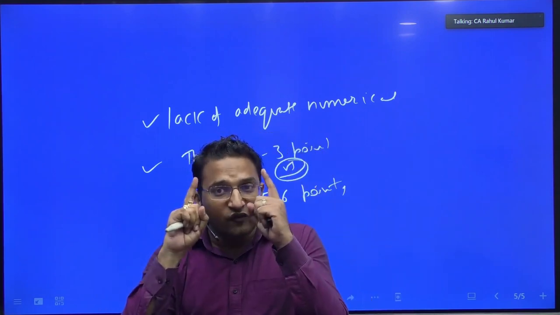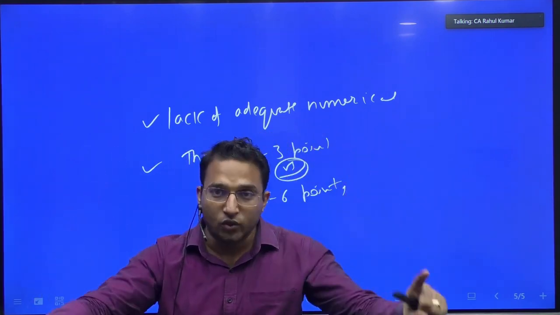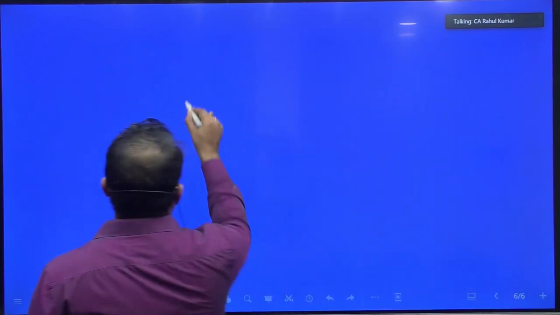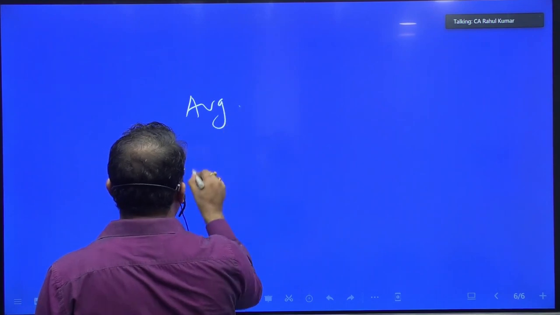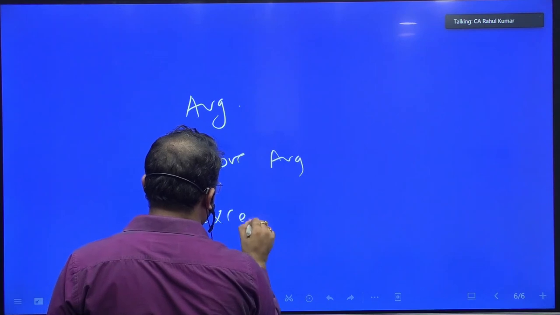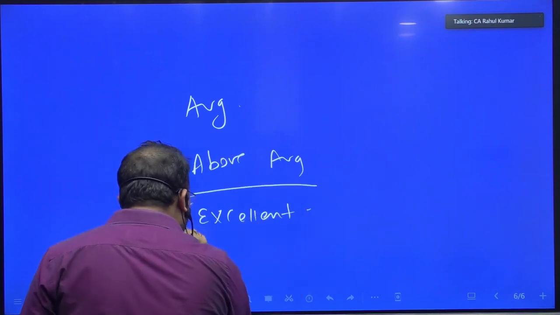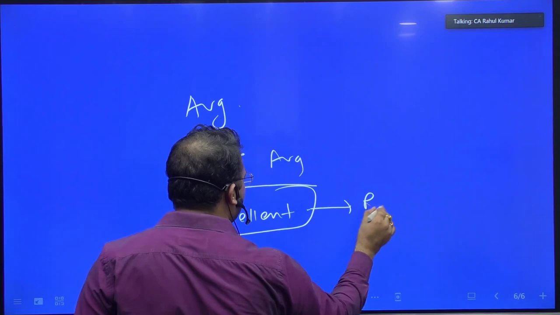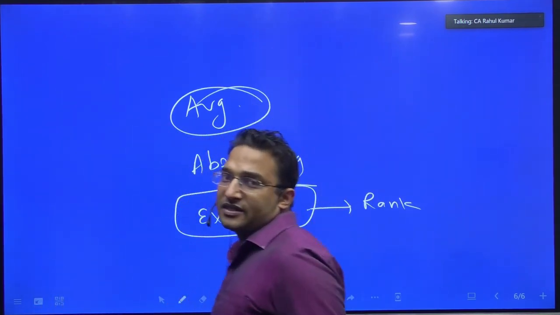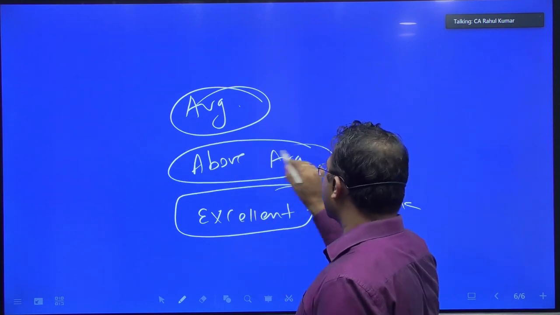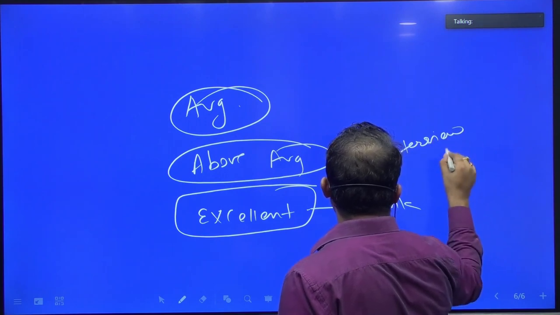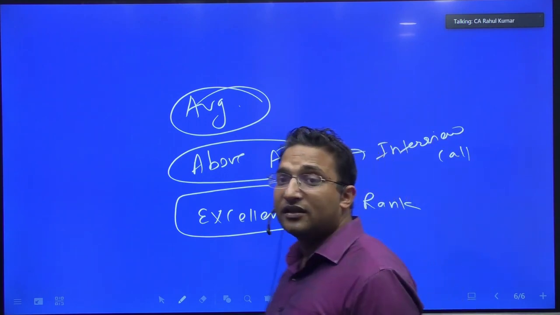See, if you give less time, then you have to face the consequences. Because there is a lot of difference if you get average marks, above average marks, and excellent marks. These excellent marks will give you the rank. With average marks, there is no surety of you clearing the mains. And above average marks can help you get the interview call, but a lot depends upon other things also.